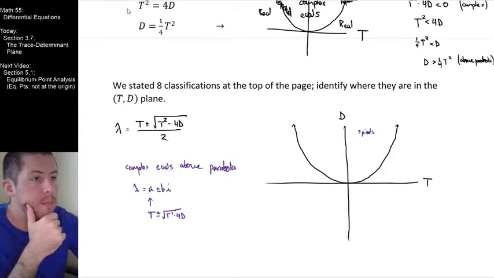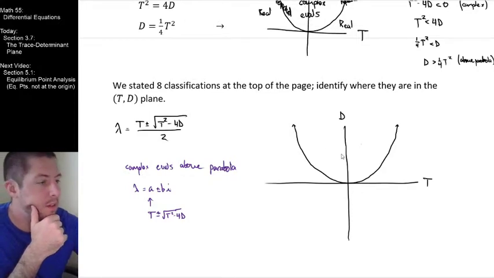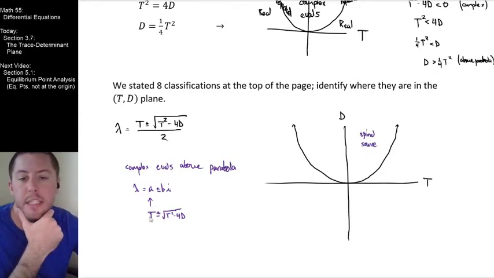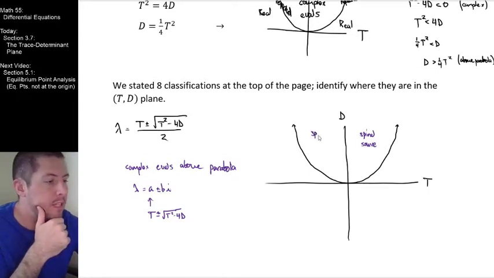That's not how you write spiral. Let me try writing the word spiral again. Spiral source. Alternatively, if our trace is negative, then the real component is negative, and so we're going to get a spiral sink, and that's going to be on the left half above the parabola.